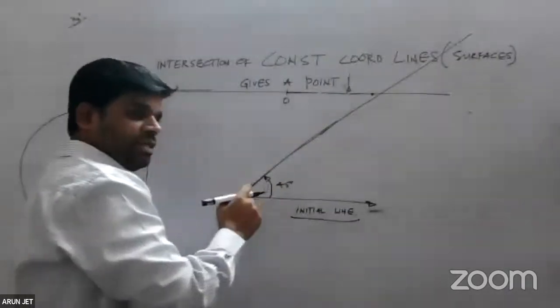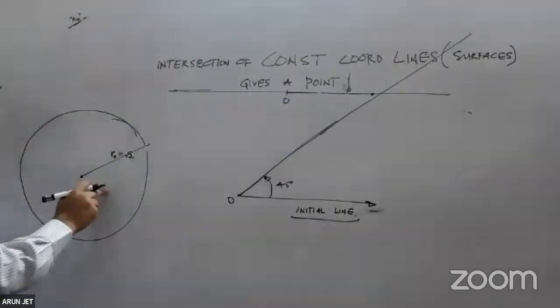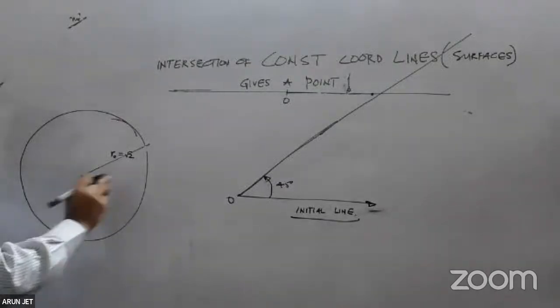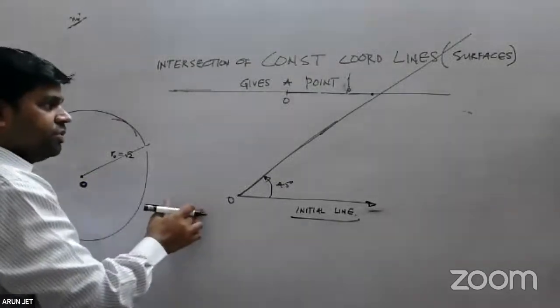This is a constant angle line. This is a constant distance line. Here the distance is constant from the origin. If I combine these two, the intersection of these two gives me the point.